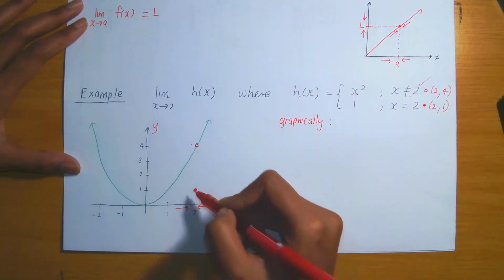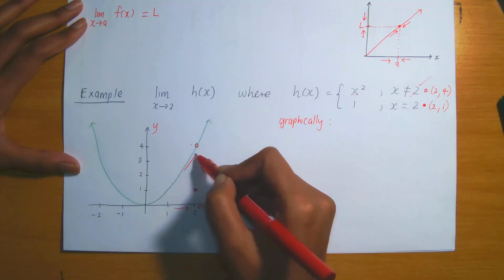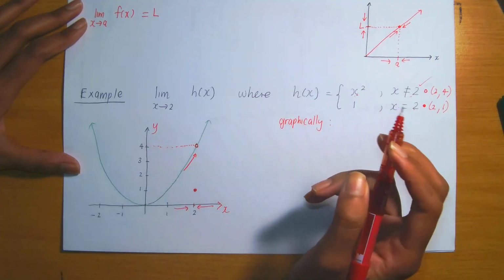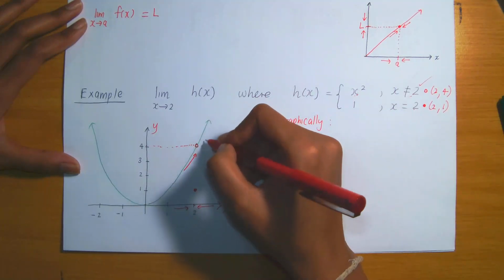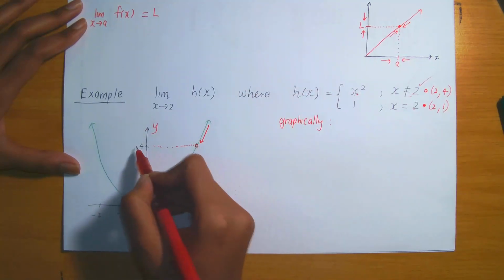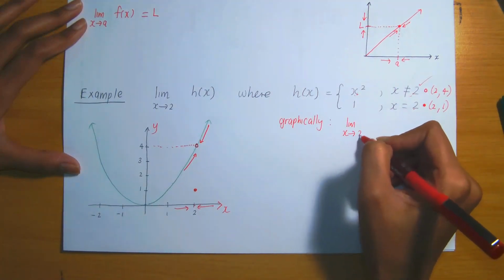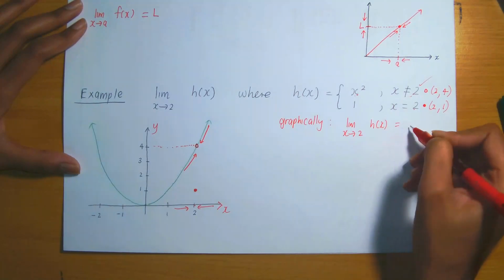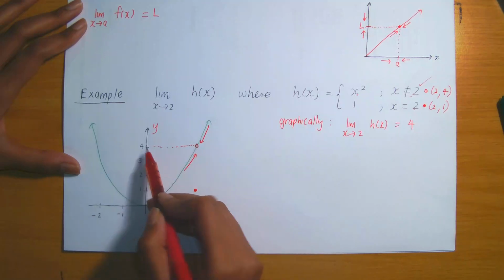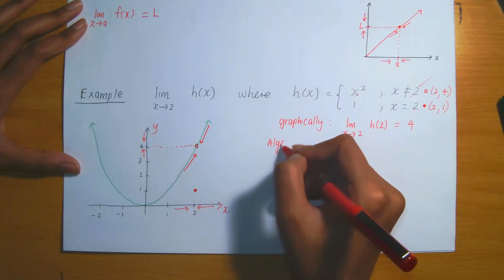what do I observe? Observe as we approach 2 from the left, we are approaching that y value, the image, 4. And similarly, as I approach 2 from above, I observe that I'm still approaching that y value, which is 4. So observe that graphically the limit as x approaches 2 of h of x is equal to 4, because both from below and above we've arrived at the same value of 4. Alright, so now let's compute this algebraically.